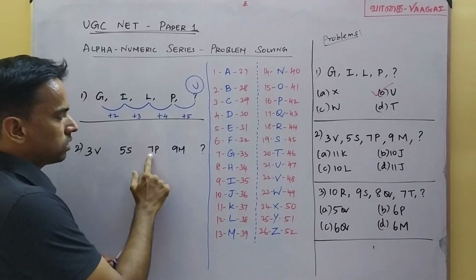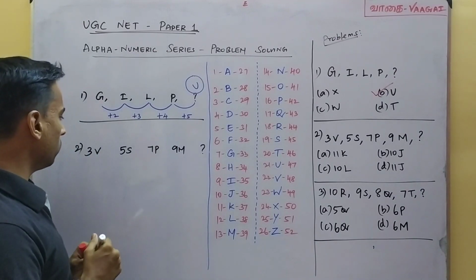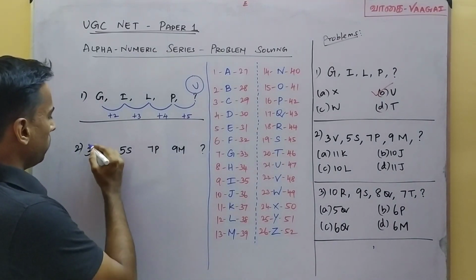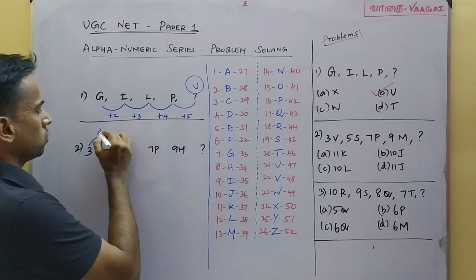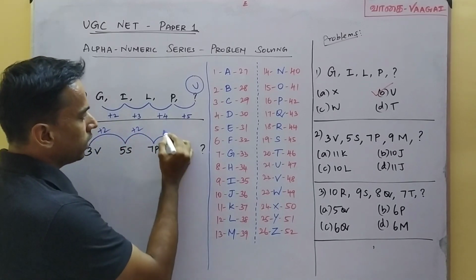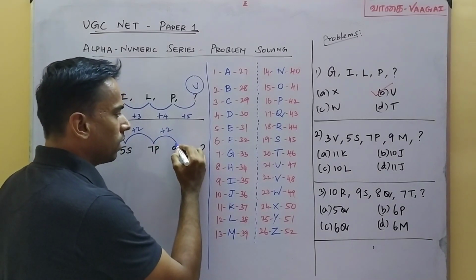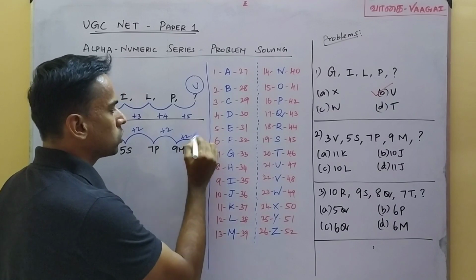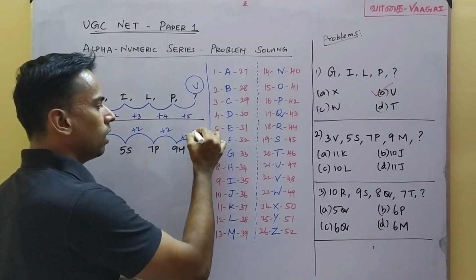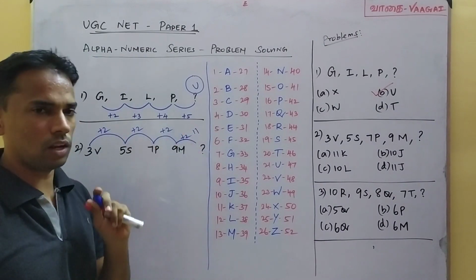3, 5, 7, 9. Can you easily observe the pattern followed here? 3 to 5 is plus 2, 5 to 7 is again plus 2, 7 to 9 is plus 2. So our next term must have 9 plus 2, which is 11. So our answer term will have 11 as the number.